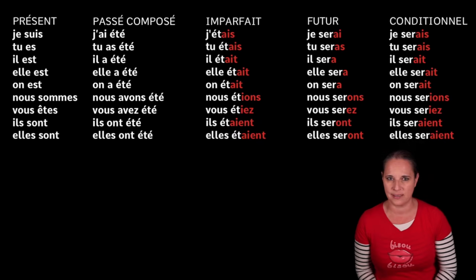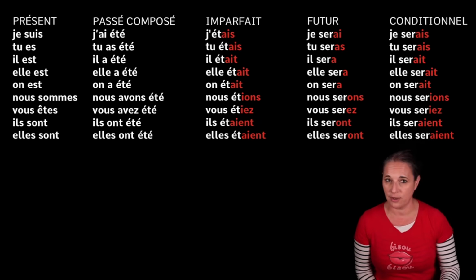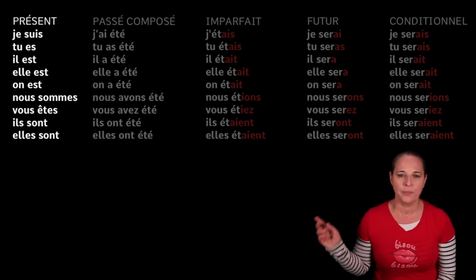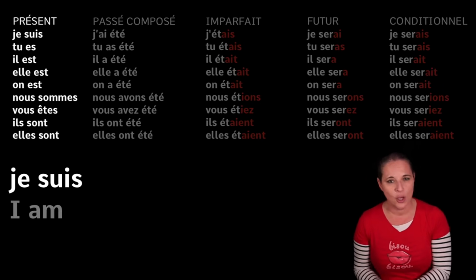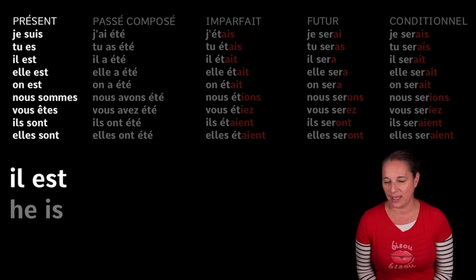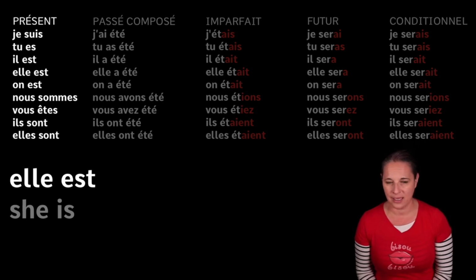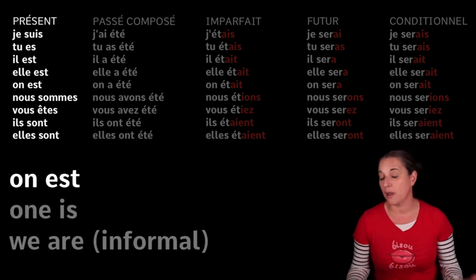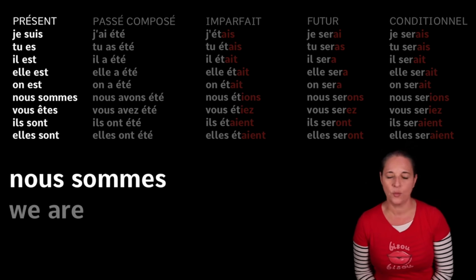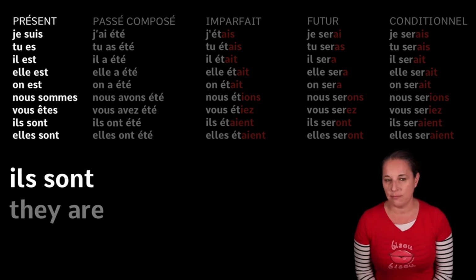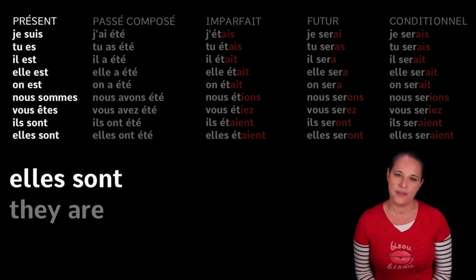So let's have a look at what être looks like in the present tense. Être is highly irregular, so don't expect any patterns. Je suis, I am. Tu es, you are. Il est, he is. Elle est, she is. On est, one is, or we are. Nous sommes, we are. Vous êtes, you are. Ils sont, they are. Elles sont, they are.